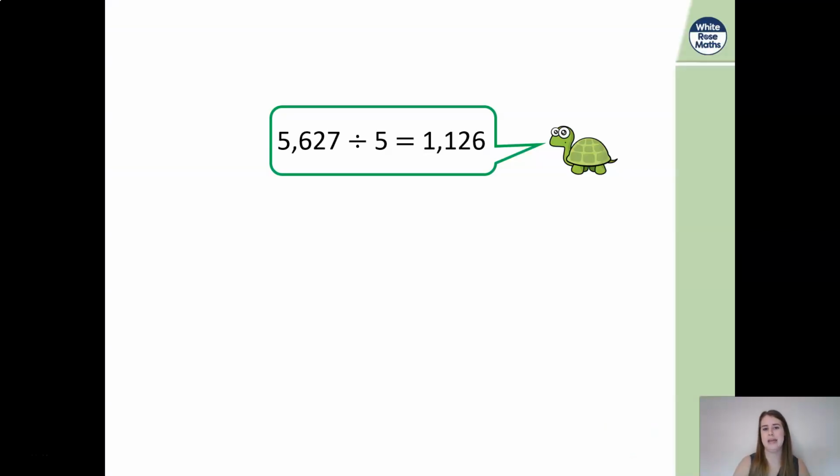Okay, Tiny here. So little Tiny Turtle has come back to see us, and he says that 5,627 divided by 5 is 1,126. Now, that is incorrect. Pause the video and have a think. Why is Tiny incorrect, and can you spot the mistake that he's made?